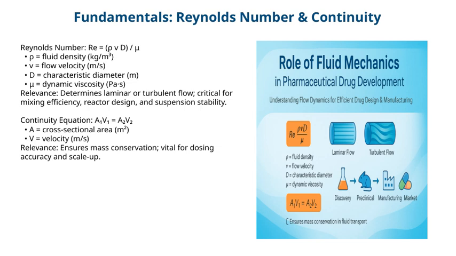Moving on to the continuity equation, which is simply A1V1 equals A2V2. Here, A is the cross-sectional area of the pipe or channel in square meters, and V is the flow velocity in meters per second. This equation essentially states that the mass of fluid flowing into a section must equal the mass flowing out, assuming there's no accumulation. Why does this matter? Because it ensures mass conservation throughout your system. Maintaining accurate flow rates is vital for dosing precision and for scaling up processes. If you change the pipe diameter, for example, the flow velocity must adjust accordingly to keep the flow consistent.